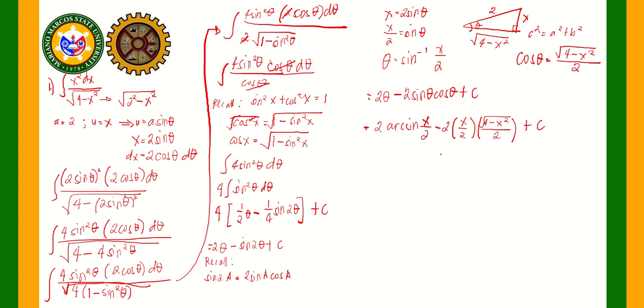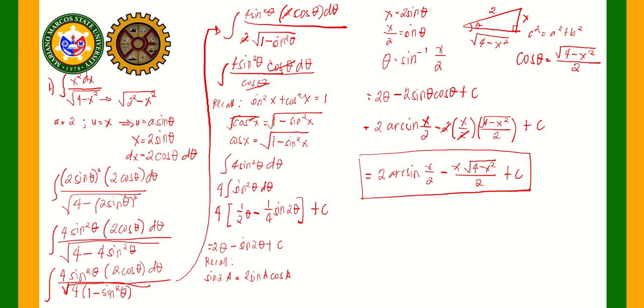And then plus c. Okay, so our final answer will be, this will cancel. Our final answer would be 2 arc sine x over 2 minus x times the square root of 4 minus x squared over 2 plus c. So, this is the final answer for example number 1 in trigonometric substitution.